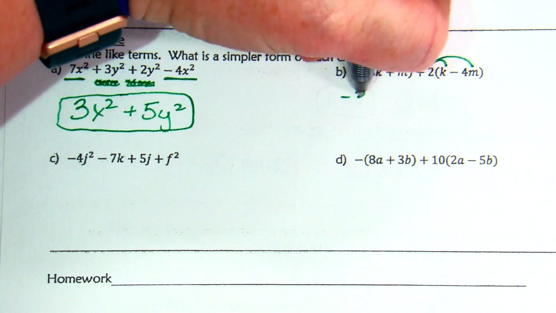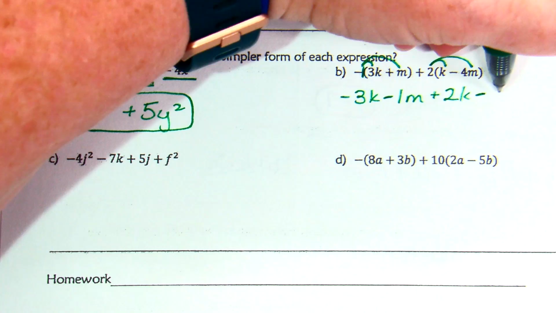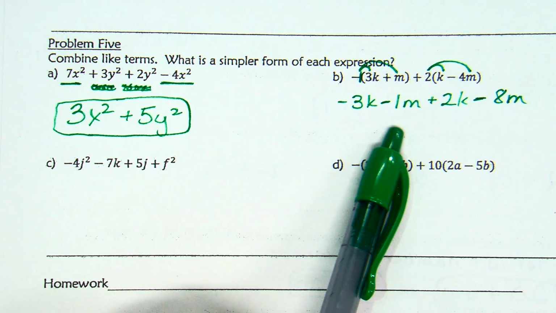-1m, you could also just leave that as -m. That would be fine as well. Okay. Am I done? No. All we did was distribute. Now we're looking for like terms. So -3k. Anything go with that? 2k. And keep in mind, we're just trying to put like terms together, right? So keep the signs as they are. What is -3k plus 2k?